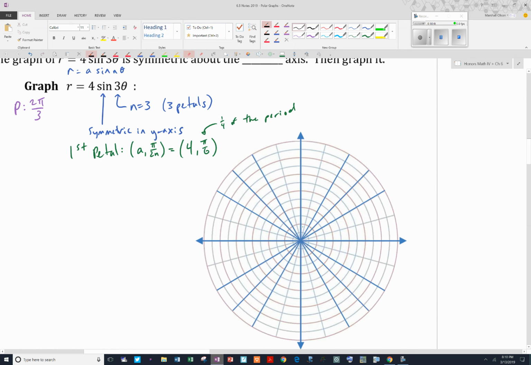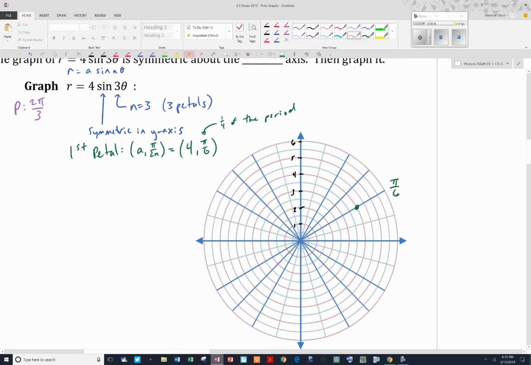First, I'm going to scale my graph out here. I'm just going to say each of these red lines is 1 unit. So we've got 1, 2, 3, 4 here, go to 6. But our maximum r value is just the 4. That's our petal tip. That's as big as this thing's going to get. So I only scale up that one axis because those values go all the way around. It's positive all the way around. It's the distance away from the pole. So at pi over 6, which is right here, we're going to have our first petal tip 4 units away from the pole. There's our first petal tip right there.